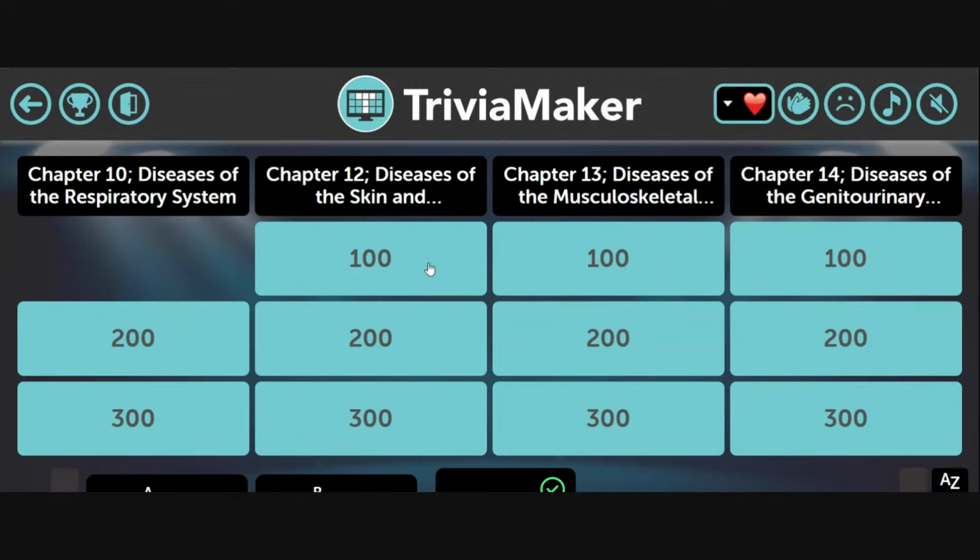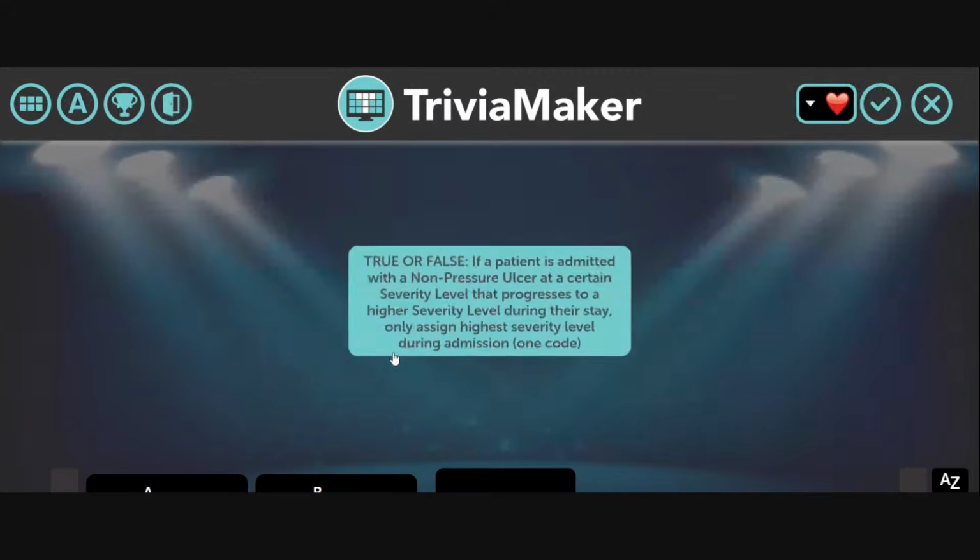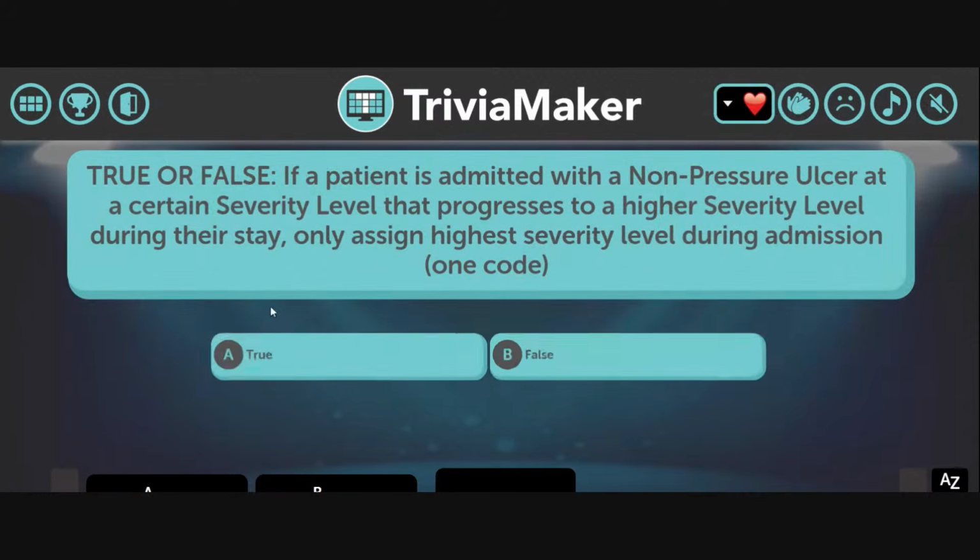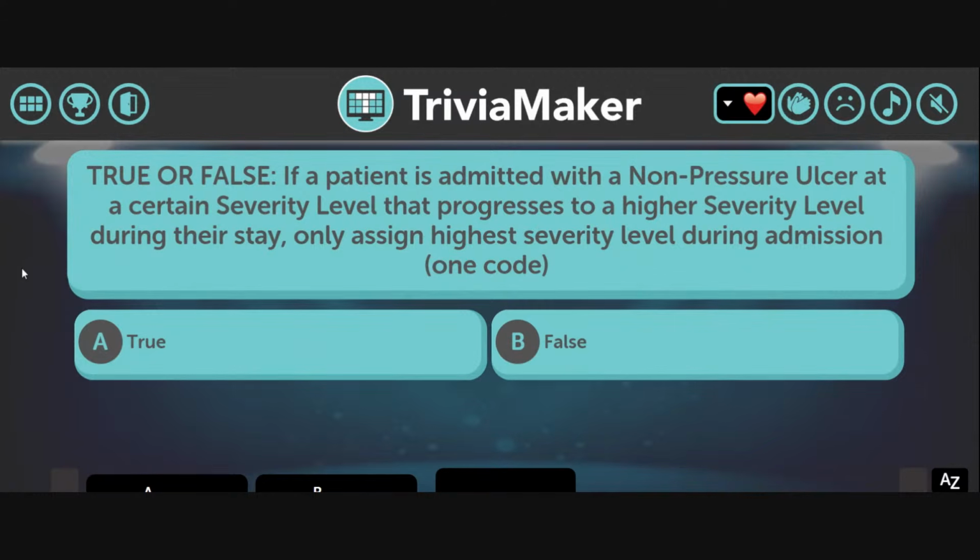Let's go to chapter 12. Let's do a 200. All right. Again, true or false? If a patient is admitted with a non-pressure ulcer at a certain severity level that progresses to a higher severity level during their stay, only assign the highest severity level during admission. So only use one code. Is this going to be true or false? Let me know in the chat.